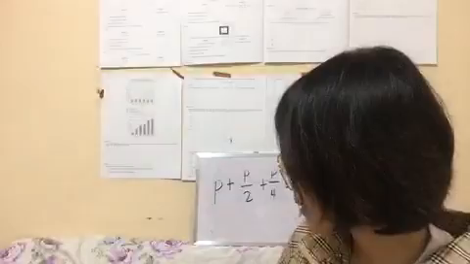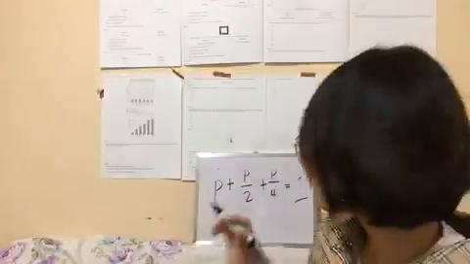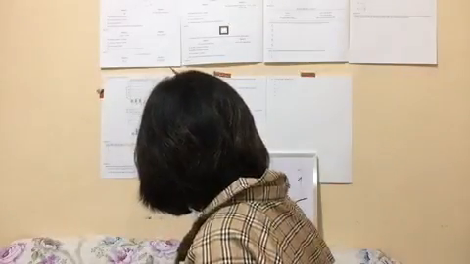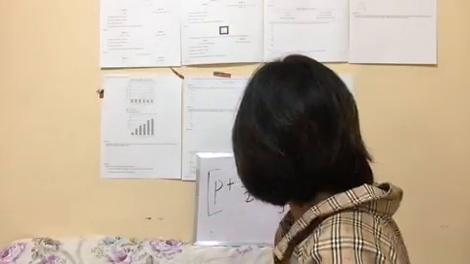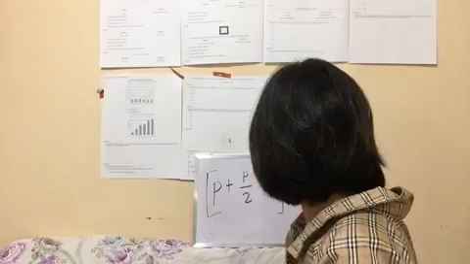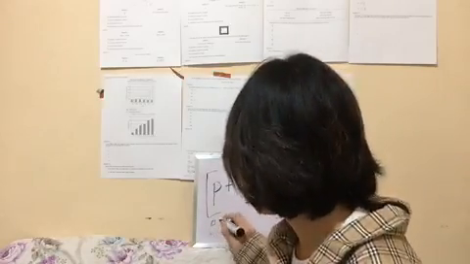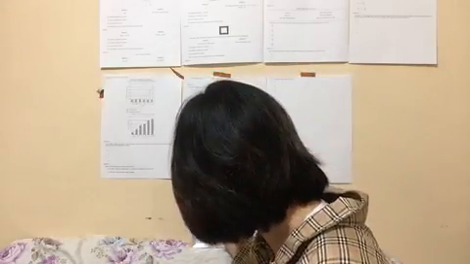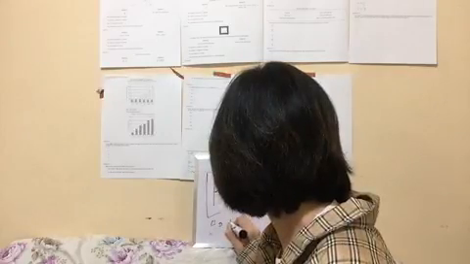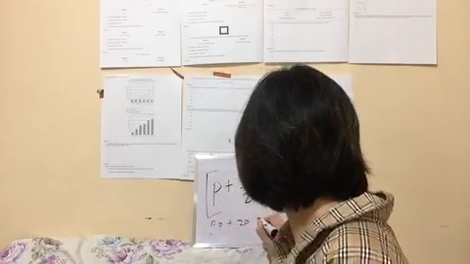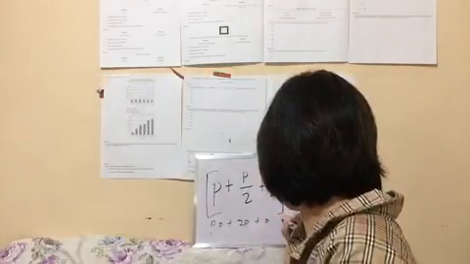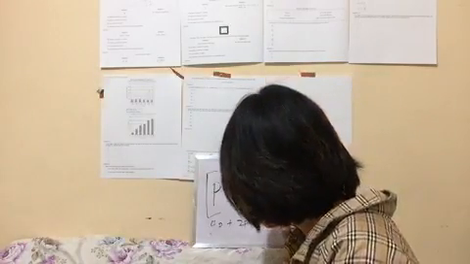So, moving on. Let's multiply this whole equation by the LCD, which is 4. Multiplying by 4, I will be having 4p plus 2p plus p is equal to 1.